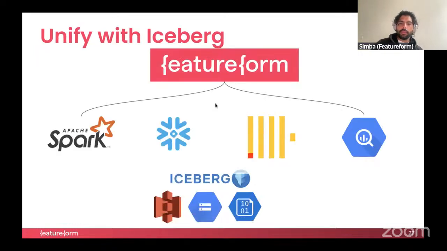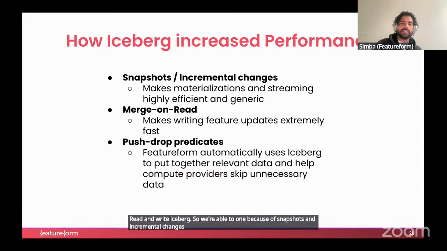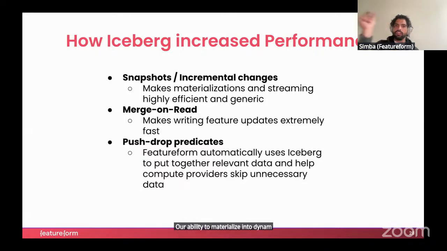So what did this enable for us? All of our providers now read and write Iceberg. So we're able to, one, because of snapshots and incremental changes, stream processing became highly efficient and generic. Our ability to materialize into Dynamo, we can materialize just new things, new deltas, which is very powerful.